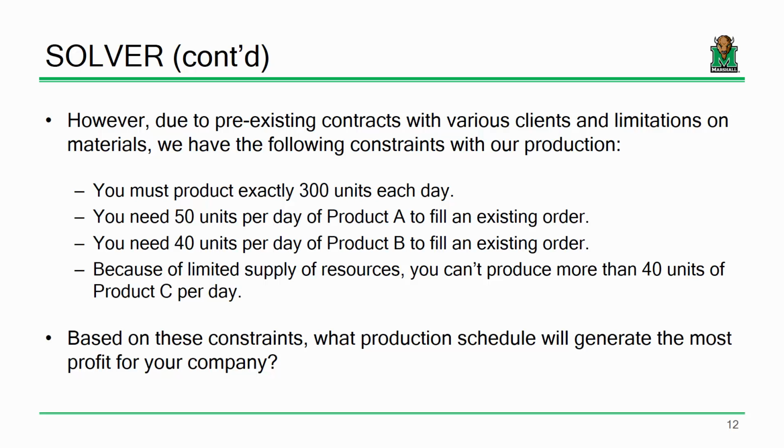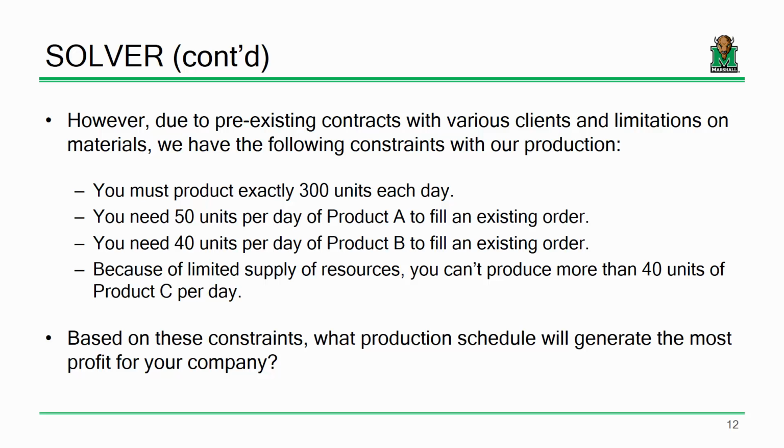Sound good? Now, I have a couple existing orders, so no matter what, I got to have at least 50 units of product A and at least 40 units of product B. I got clients out there that are using my products, so I got to sell at least this many per day to meet their demands. Now, I'd love to sell as much product C as I can, but because I make a lot of money on it, it's also kind of expensive to produce. So I can only produce 40 units per day of product C.